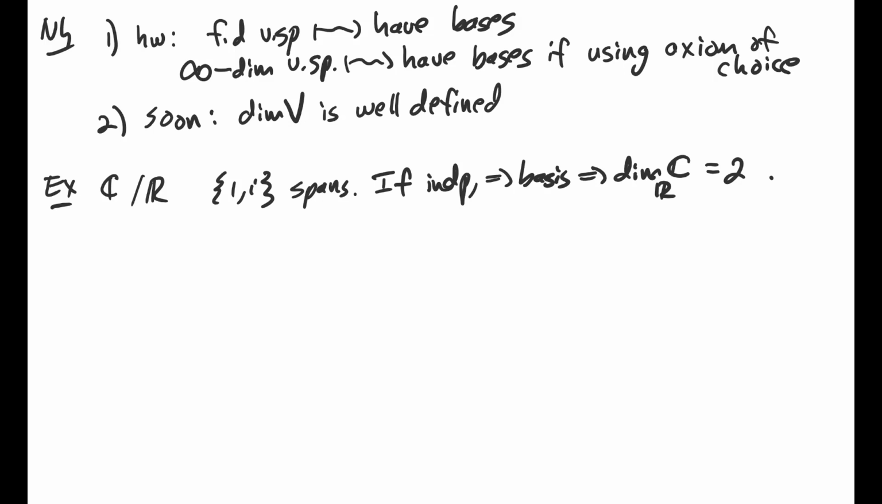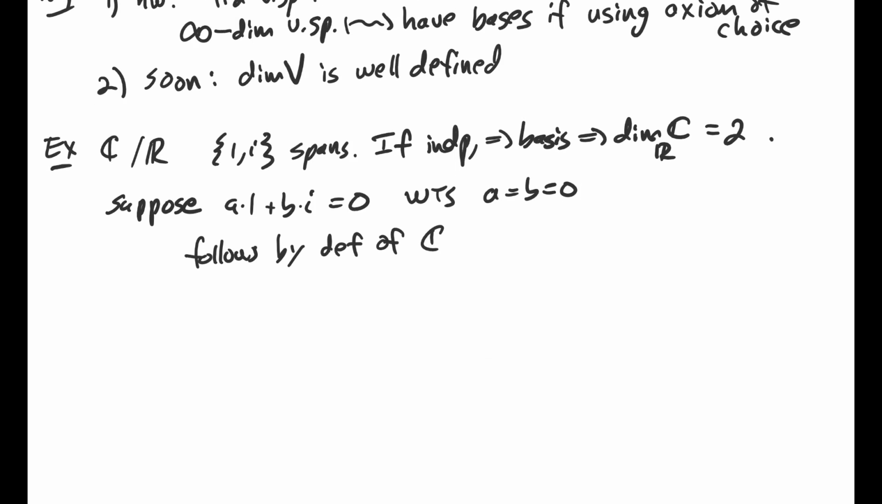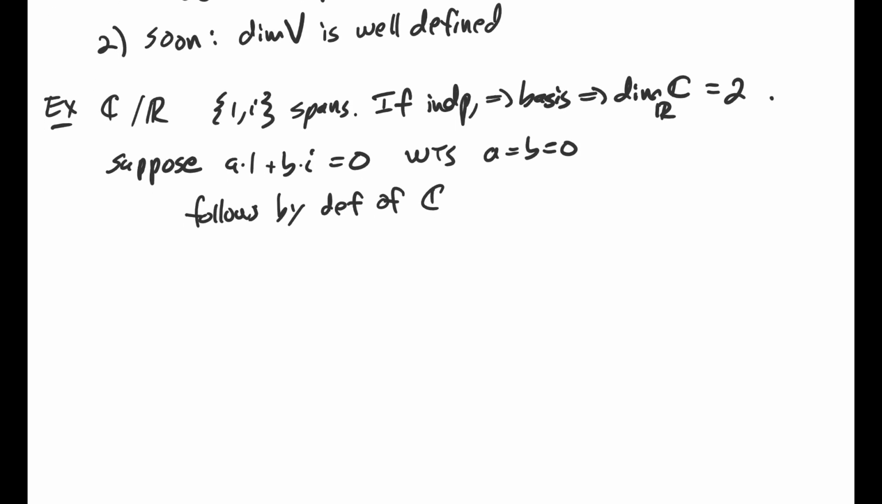Okay, so how do we do this? We start with the definition. This just means we have a times the first vector and b times the second vector, where a and b could possibly be anything in R. We want to show that this means a and b are actually both equal to 0. However, if you think back, this is part of the definition of C. The only way a plus ib is 0 is when a and b are 0, so we're set. These are in fact independent vectors, and therefore the dimension of C over R is 2.